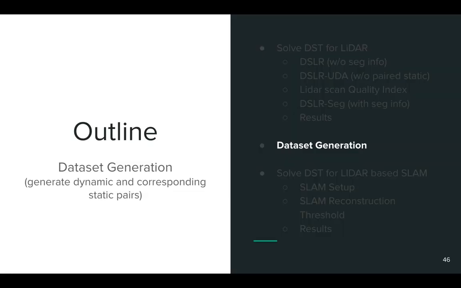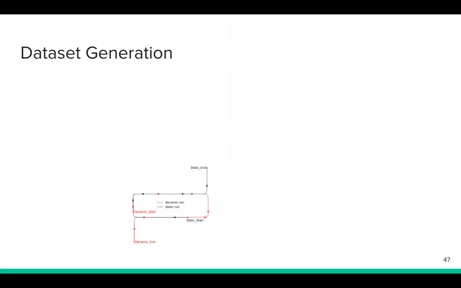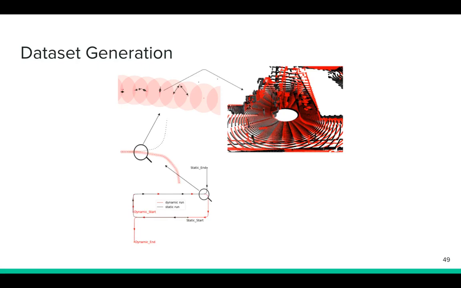To generate a paired dynamic-static dataset, we propose a novel dataset generation algorithm. First, we consider a random dynamic run and a random static run containing sufficient overlap between the runs. Next, we pair the dynamic LiDAR scan from the dynamic run to only the closest static LiDAR scan from the static run. We ignore all the pairs that have distances larger than a given threshold, say half a meter. This creates a pair of dynamic and static LiDAR scans.